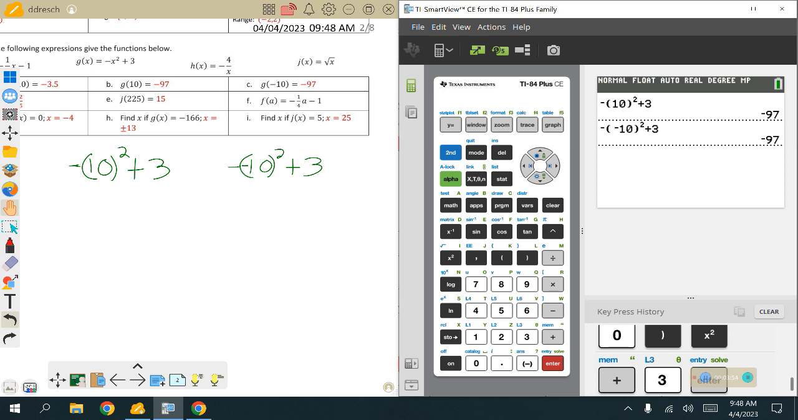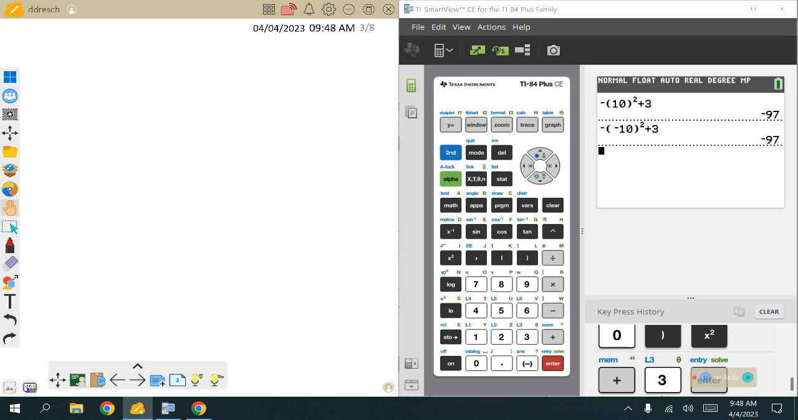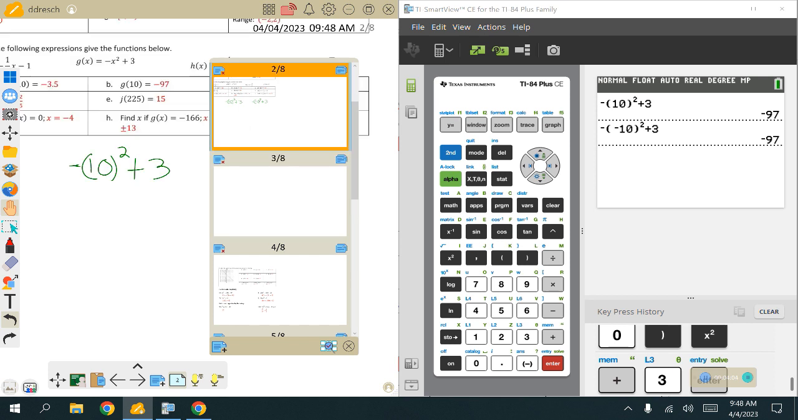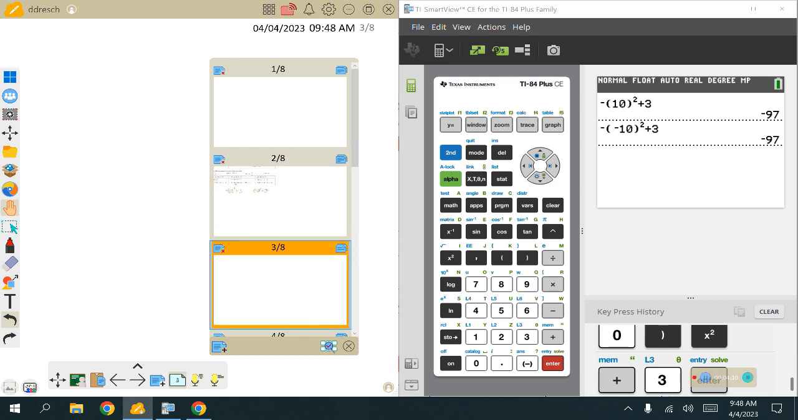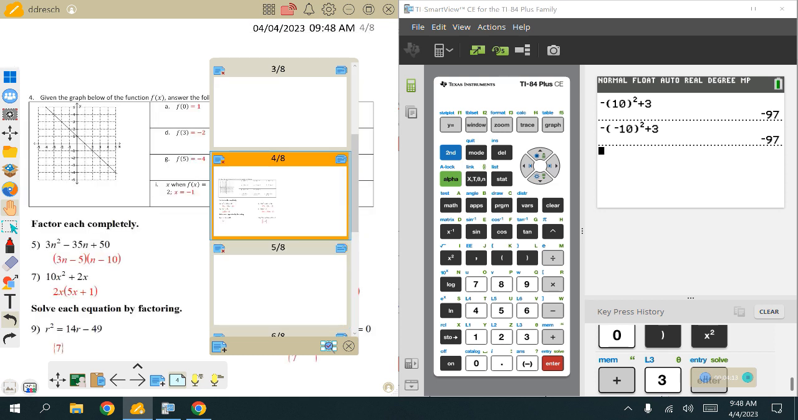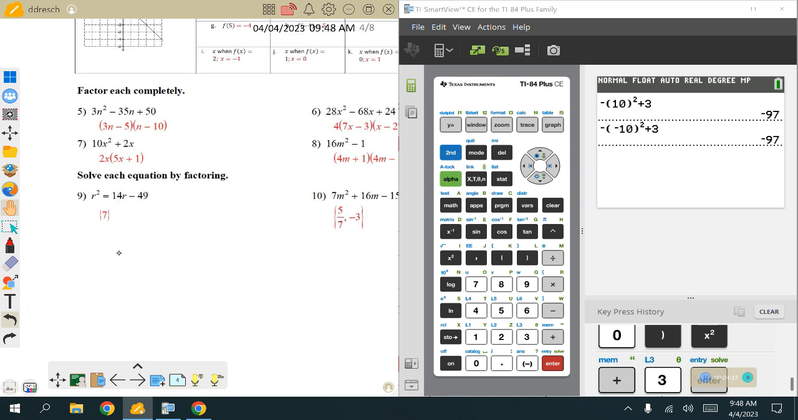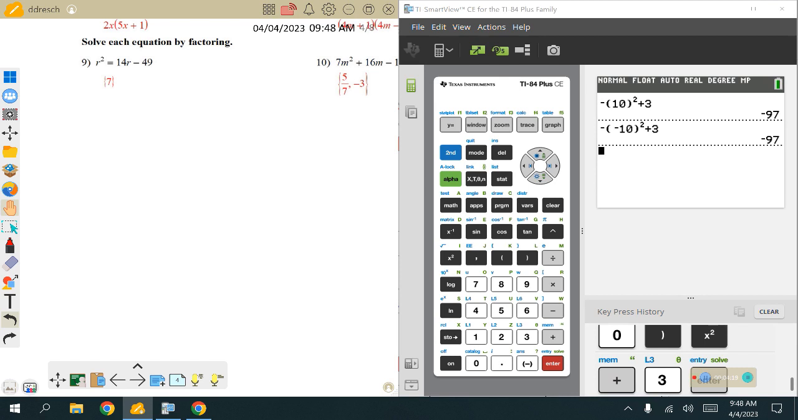Number 9. Let's flip it around and look at number 9. Wherever number 9 is. Where did my number 9 go? There it is. You said 9, Henley? Yeah. All right, this number 9 here.